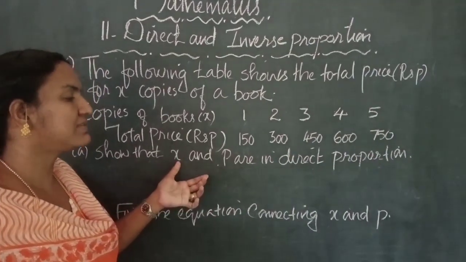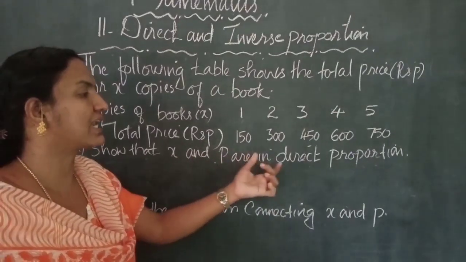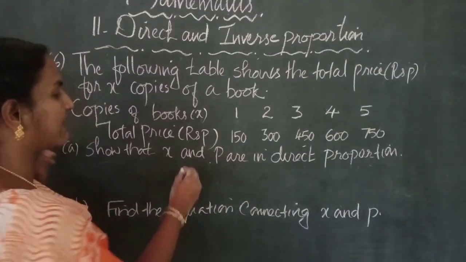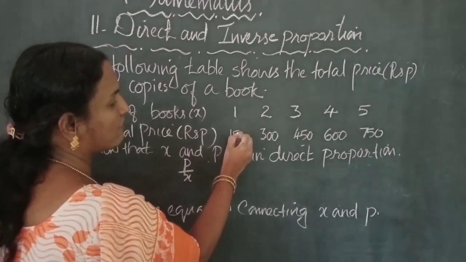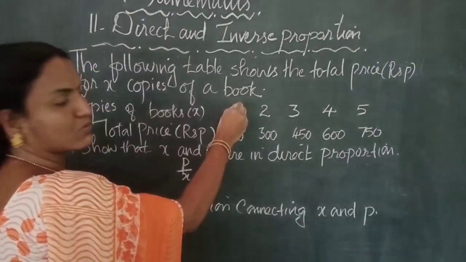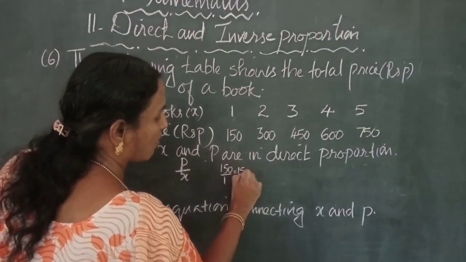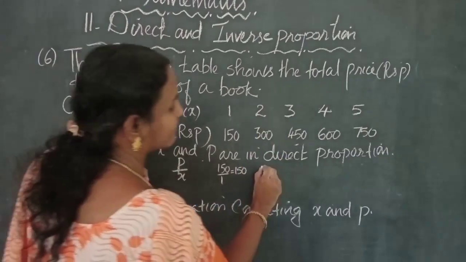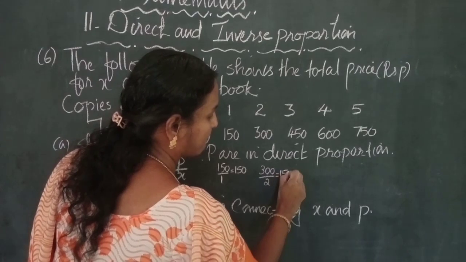Direct proportion means we have to find P divided by X. So the third column is P by X. Here P is 150, X is 1, so 150 by 1 is 150. Then the next one, 300 by 2, is 150.